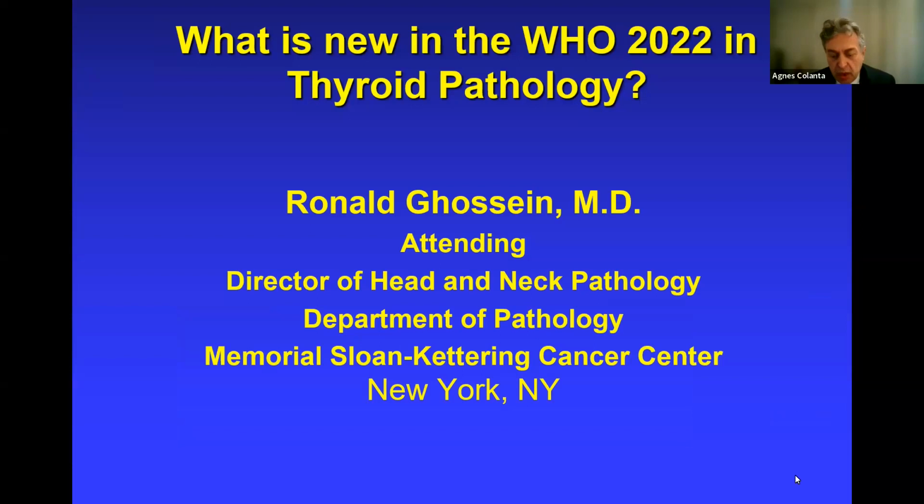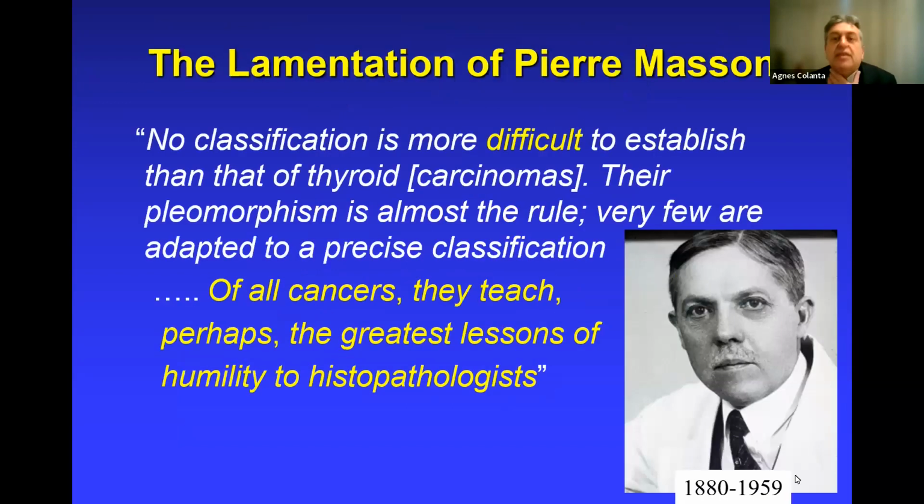We're going to talk about the update in regard to the new WHO classification for thyroid tumors. So I guess the best way to start this talk is by this statement from the French-Canadian pathologist, which was made a long time ago, maybe 70 years ago, when he said that no classification is more difficult to establish than that of thyroid carcinoma. Of all cancers, they teach perhaps the greatest lesson of humility to histopathologists.